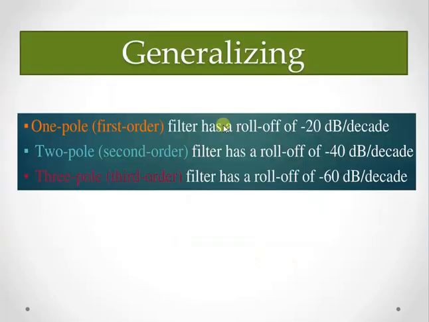So generalizing as to what is a single pole, what is a two pole, what is a three pole, and so on, I can say that a one pole amplifier or a filter is the one which has a roll off of minus 20 dB per decade. A two pole filter is the one which has a roll off of minus 40 dB per decade, whereas a three pole filter is the one which has a roll off of minus 60 dB per decade in the frequency response plot.